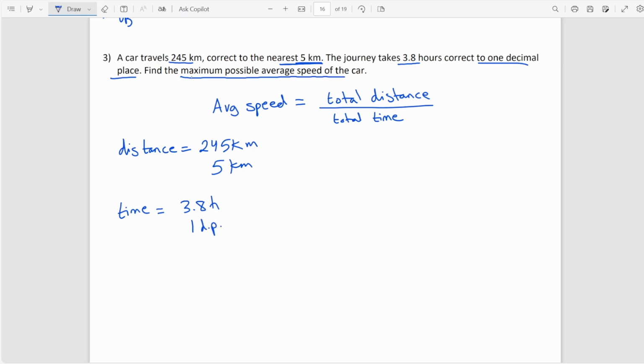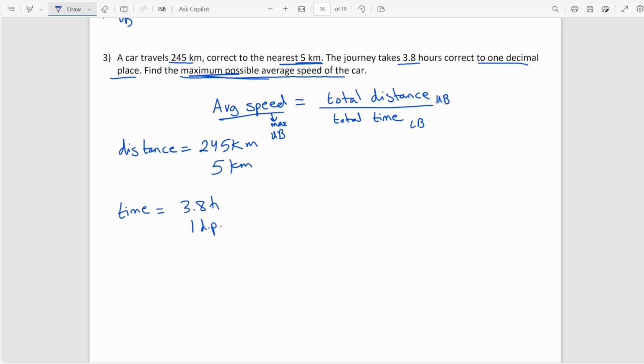Now, we want the maximum possible average speed. The average speed, you want the maximum of it, so this right here, we want the max. So we would want the upper bound for the speed. And we have a division right here. So to get the upper bound from the division, we would want the upper bound from the top and the lower bound from the bottom, the denominator. The top part is called the numerator and the bottom part is the denominator, okay?